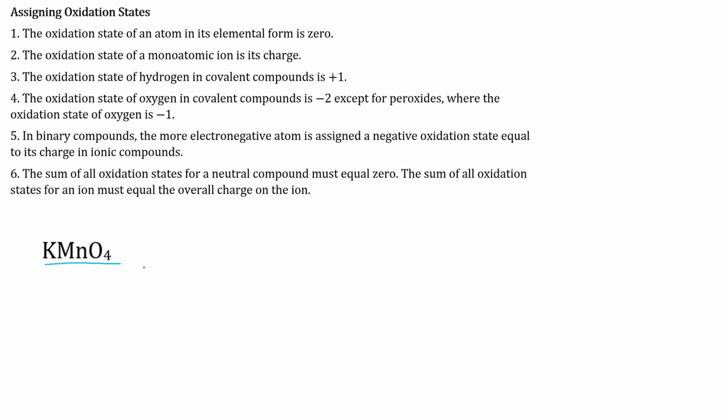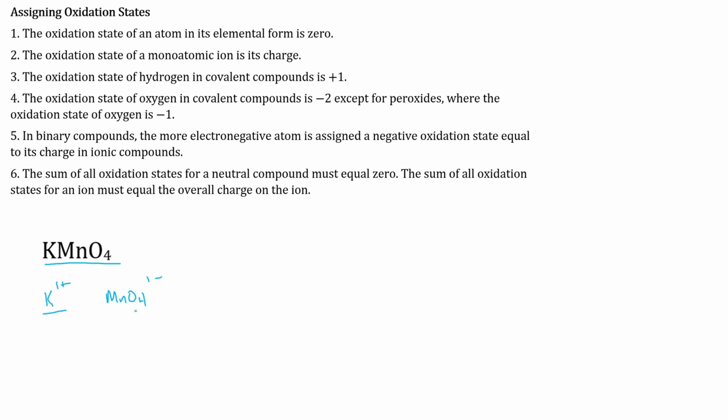Starting with potassium permanganate, what I like to do is go ahead and break this up into a cation and an anion. So this becomes my potassium cation and my permanganate anion. This means potassium is already taken care of. I've already assigned the oxidation state. Its oxidation state is +1.